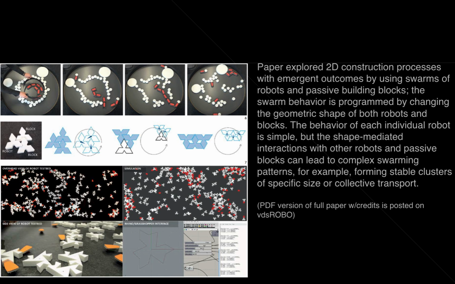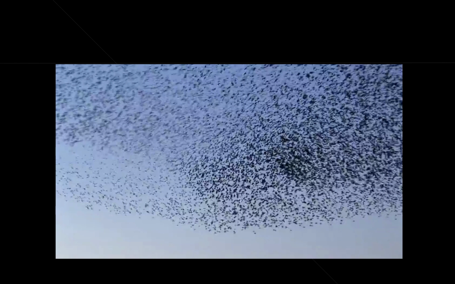Behavior is programmed by changing the geometric shape of both robots and blocks. The behavior of each individual robot is simple, but shape-mediated interaction with other robots and passive blocks can lead to complex patterns, for example, forming stable clusters of specific size for collective transport. The full version of this paper I published on our portal. Here, to reflect on the complexity of swarm logic, is this beautiful clip.